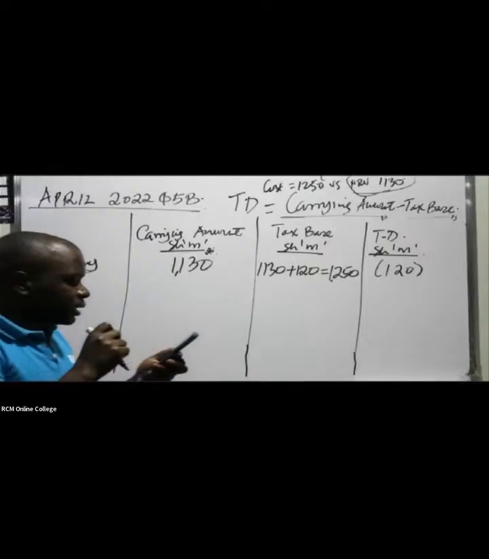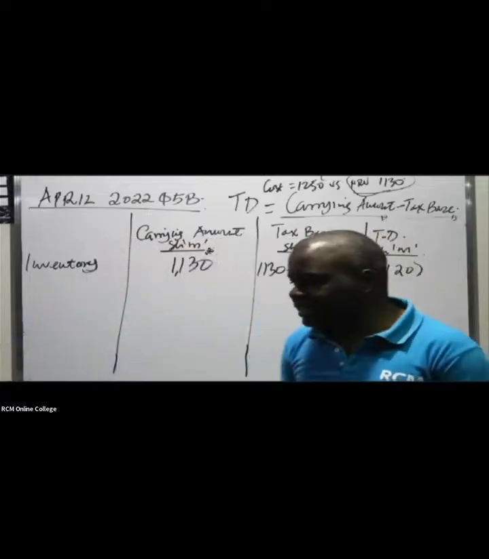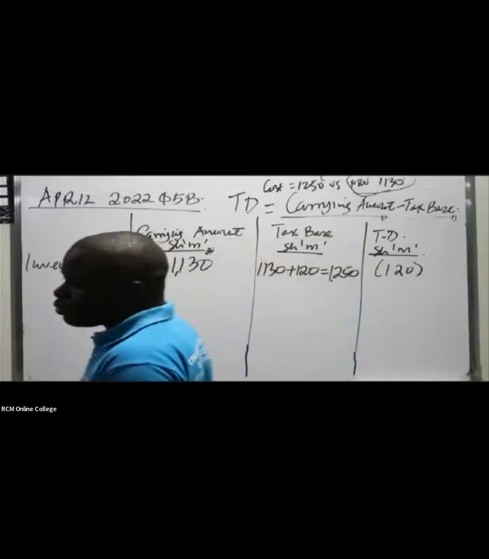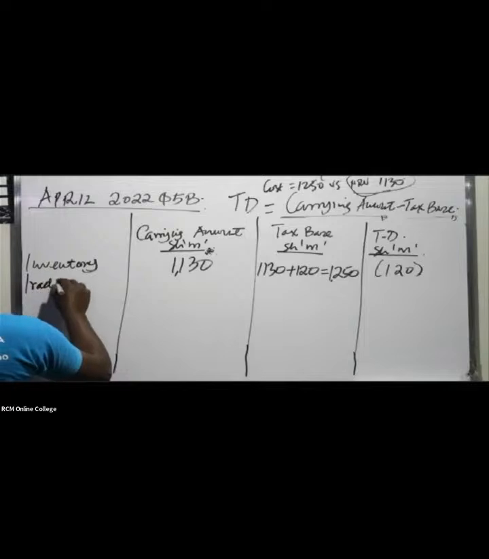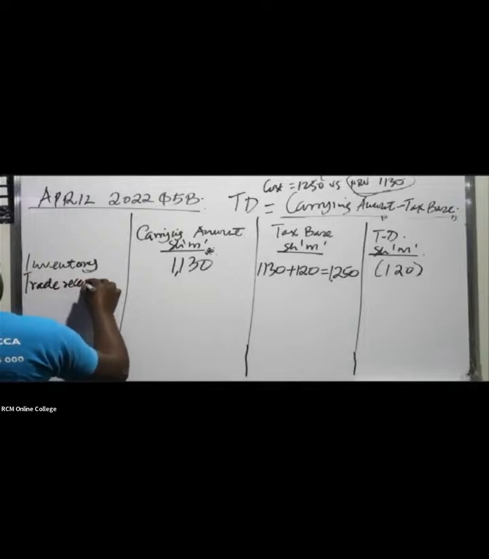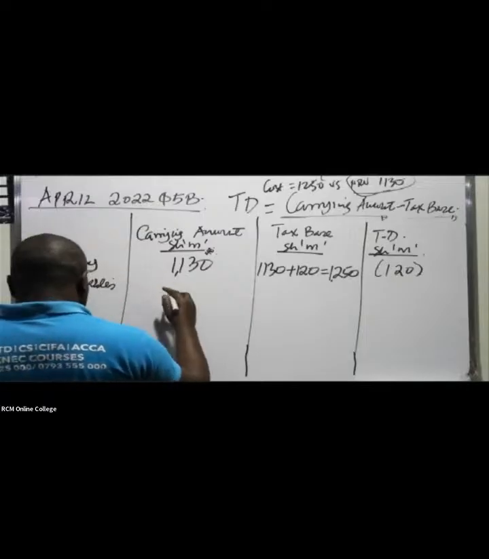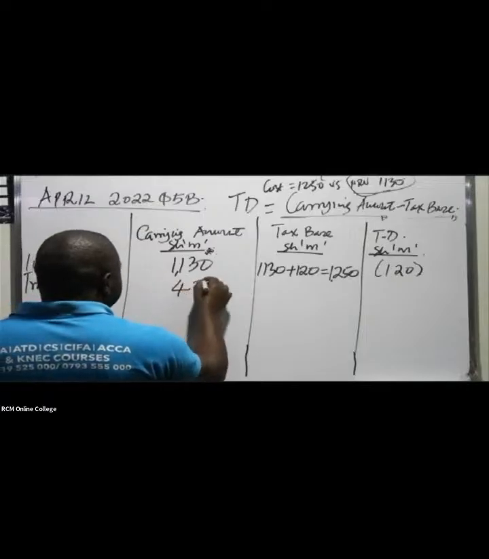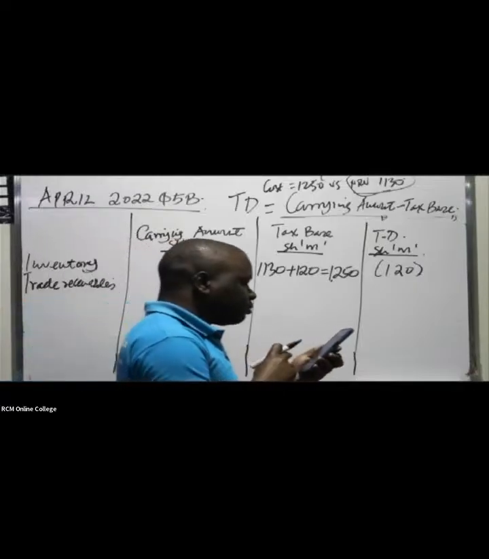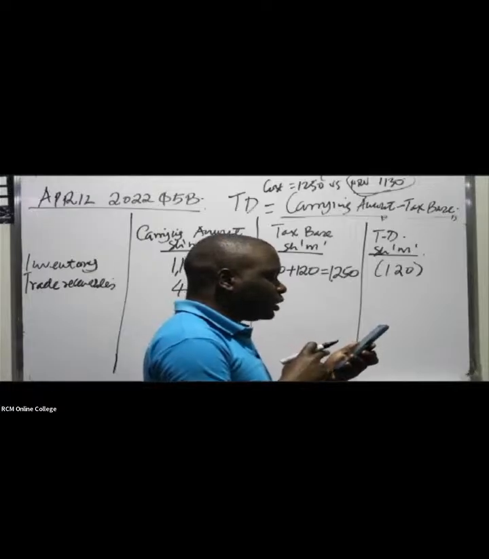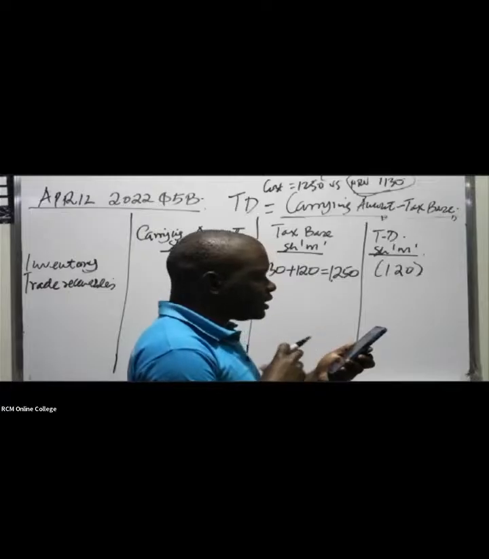It says the trade receivables had a carrying amount of 450 million. That one is very direct. The carrying amount in this case of how much? 450 million. So the trade receivables had a carrying amount of 450. What are they having to say about these trade receivables? The trade receivables had a carrying amount of 450 million after making a general provision for doubtful debts of 30 million.